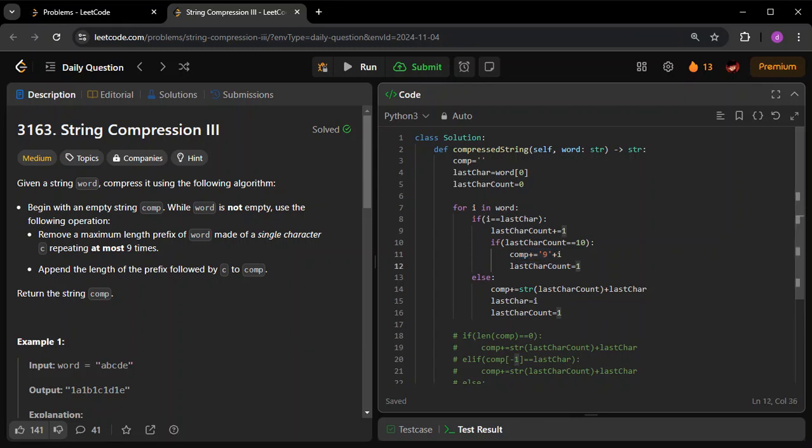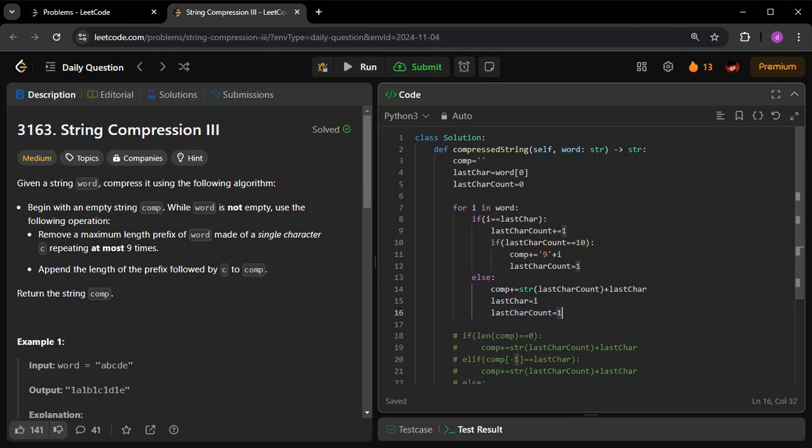Let us say a character change happens, that means we have processed A and then a B comes. So this else condition will be executed. First, whatever was the previous thing, write that down: convert the last character count, which is a number, into a string and append it with the last character. Since this is appended, now I can make the fresh entries. The first entry: last character is equal to i. Similarly, the last character count will start with 1 now.